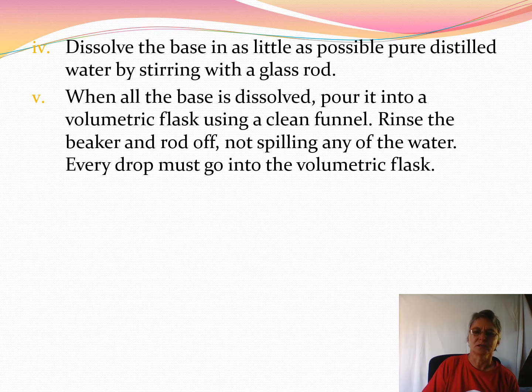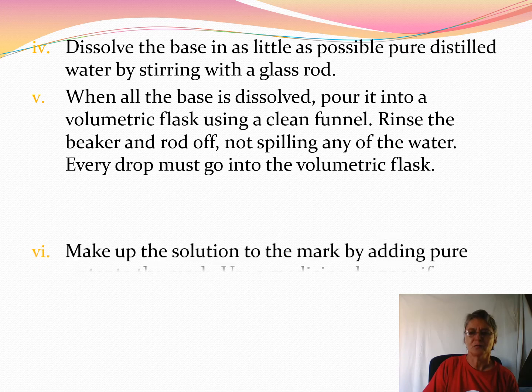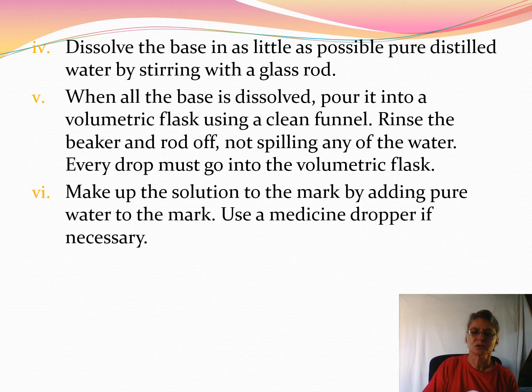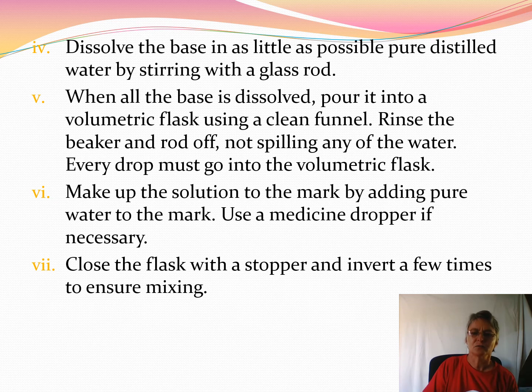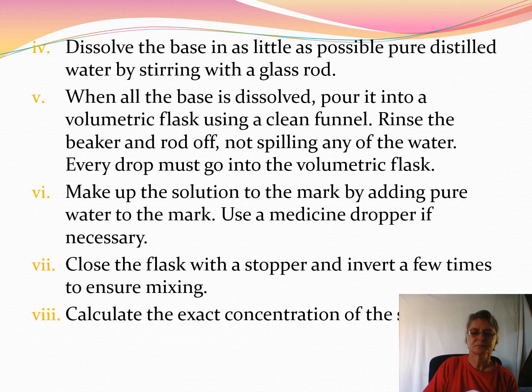When all the base is dissolved, pour it into a volumetric flask using a clean funnel. Rinse the beaker and rod off, not spilling any of the water. Every drop must go into the volumetric flask. Make up the solution to the mark by adding pure water to the mark on the volumetric flask. Use a medicine dropper if necessary. Close the flask with a stopper and invert a few times to ensure mixing. Calculate the exact concentration of the solution.